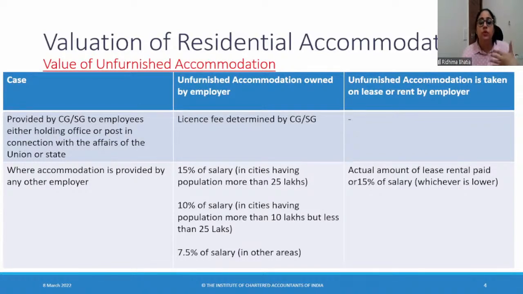So the houses which are provided to the employees are rent-free accommodation, but the value which would go into the taxability of the employee is the license fee. But the question of this comes very rarely, very rarely, where accommodation is provided by another employer.